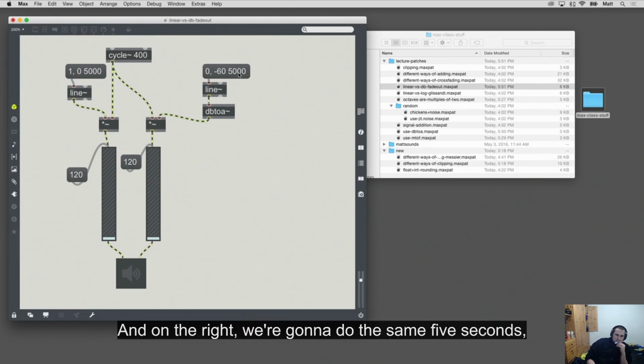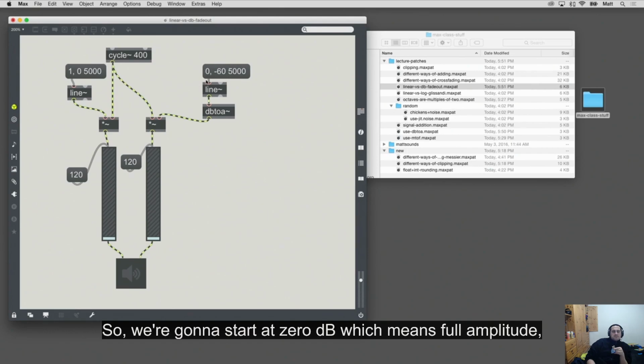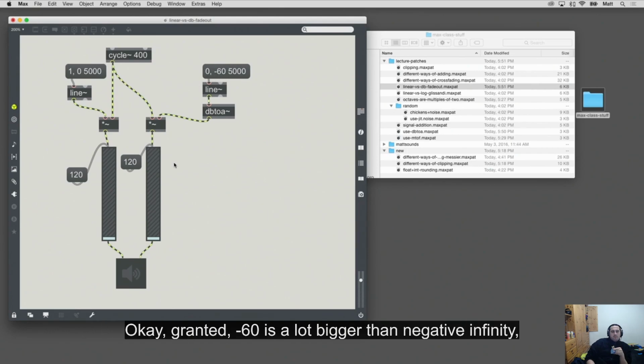And on the right, we're going to do the same 5 seconds, but now we're going to go through a dB to A. So we're going to start at 0 dB, which means full amplitude, and we're going to go down to -60 dB. Now, okay, granted, -60 is a lot bigger than negative infinity, but -60 dB is pretty quiet.